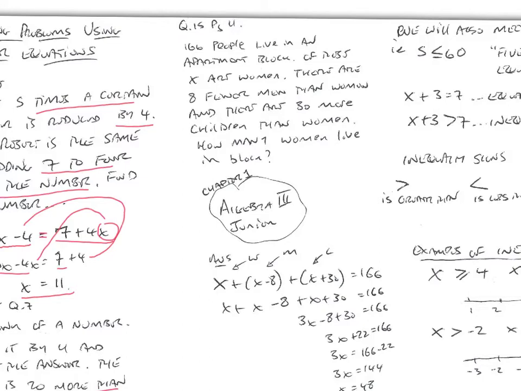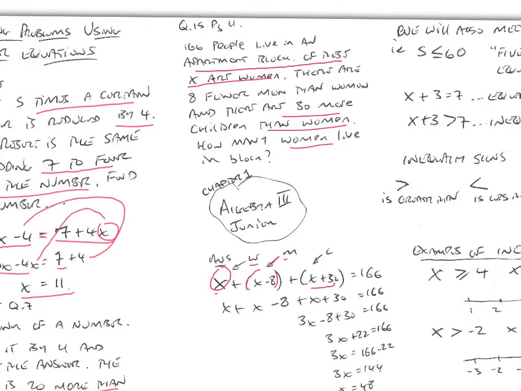Let's look at question 15 from page 11. 166 people live in an apartment block. Of these, x are women. Okay? There are 8 fewer men than women, x minus 8 men. And there are 30 more children, so there are x plus 30 children. How many people live in the block? So how many women live in the block?